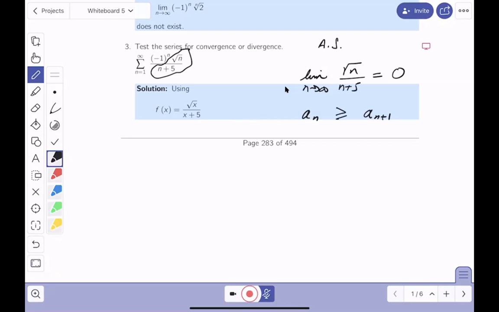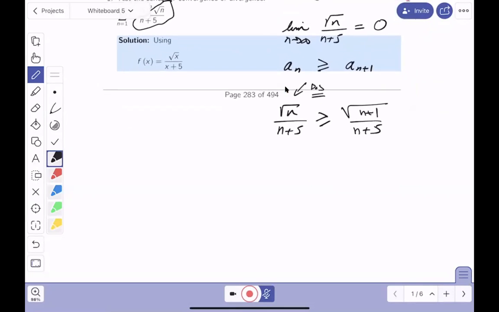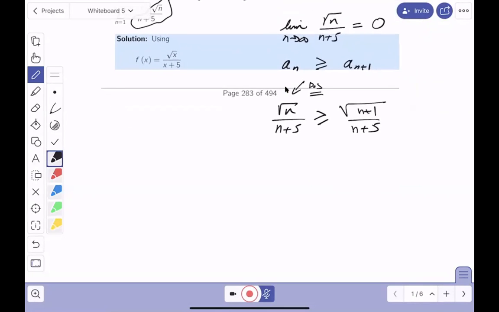All right, let's write this down. So it's going to be root n over n plus 5. And these are positive term series, by the way, at this point, without the minus 1 to the n in it. And what do you get over here? What do I mean by that? This is always positive. And then I get root n plus 1 over n plus 6. All right. Let me see if I can handle that. That looks pretty tough though, doesn't it?